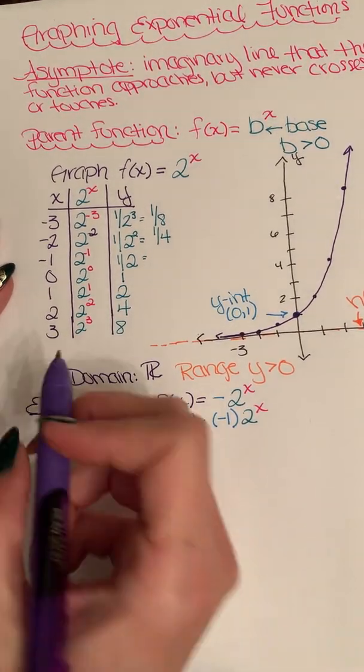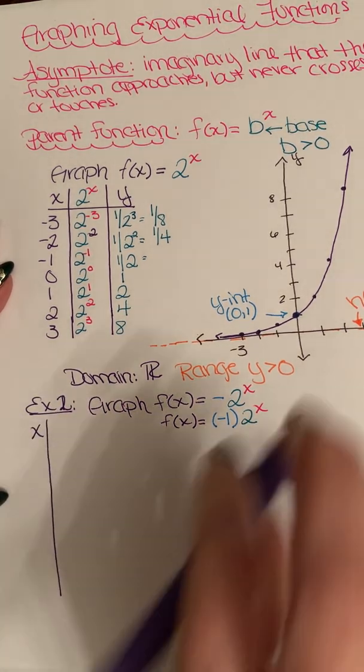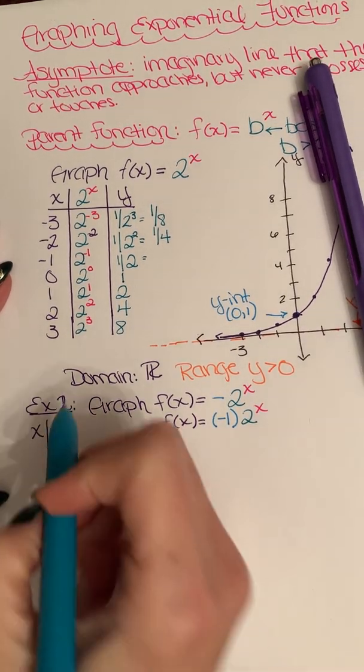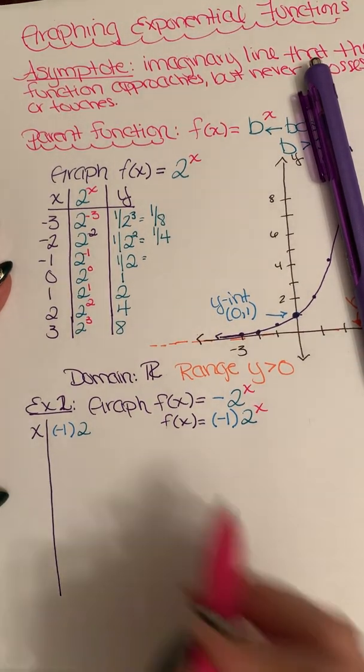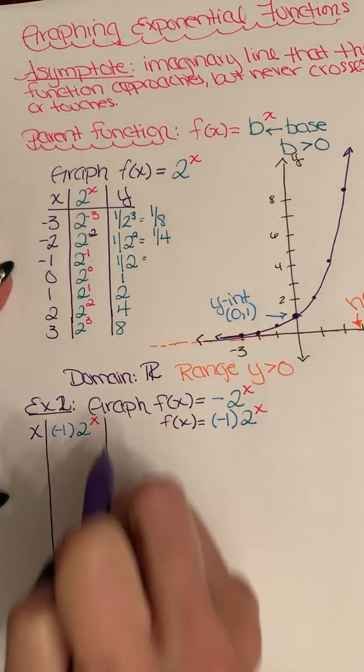So again, we're gonna make a table. So we have x, we have -1 times 2 to the x, and then we have our y value.